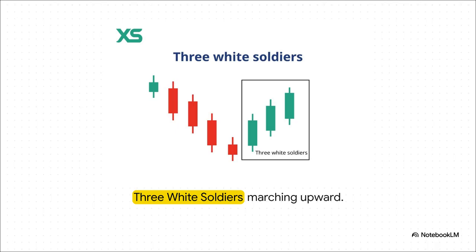Alternatively, you get patterns that signify pure, undeniable continuation. The 3 white soldiers pattern, which on modern charts is usually just 3 big green candles, shows 3 consecutive bullish sessions, each closing progressively higher than the last. There's absolutely zero indecision here. It reflects sustained, powerful buying momentum, telling us a strong new uptrend has just been born.